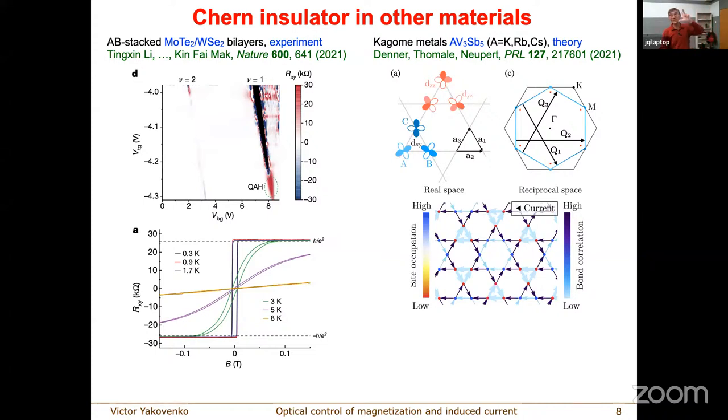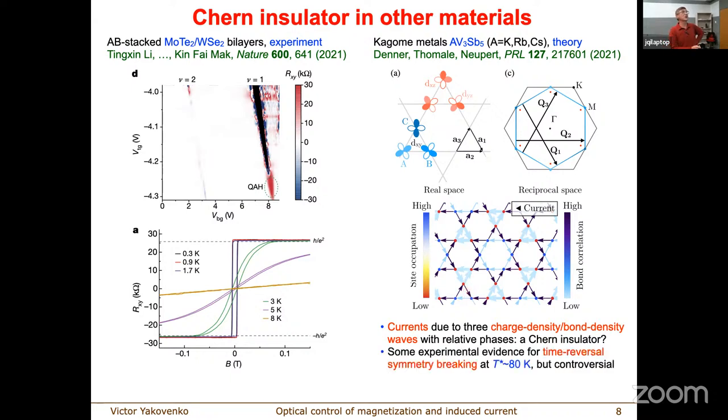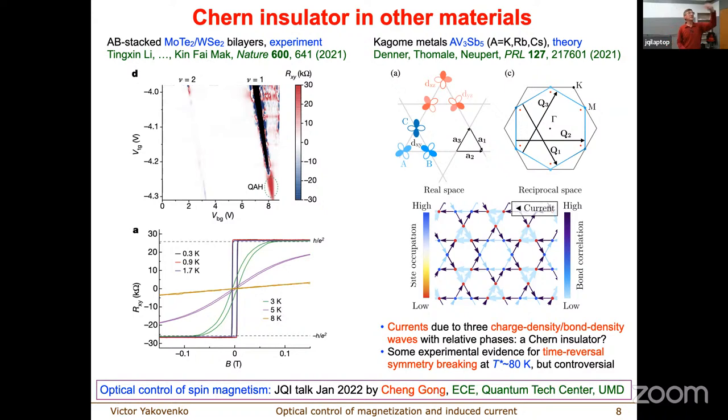But it turns out those three density waves may have a relative phase, the order parameter is complex, etc. And according to theories, it may produce spontaneous currents inside the unit cell. It's called a bond density wave; it's non-local, not necessarily on site, it may be on the bond. And so it breaks some symmetry, supposedly, and maybe it is a Chern insulator, it's not very clear. There is some experimental evidence for time-reversal breaking, at about an 80 Kelvin phase transition, but it's controversial, so the subject is not settled. It's a potential candidate, but we don't really know for sure yet.